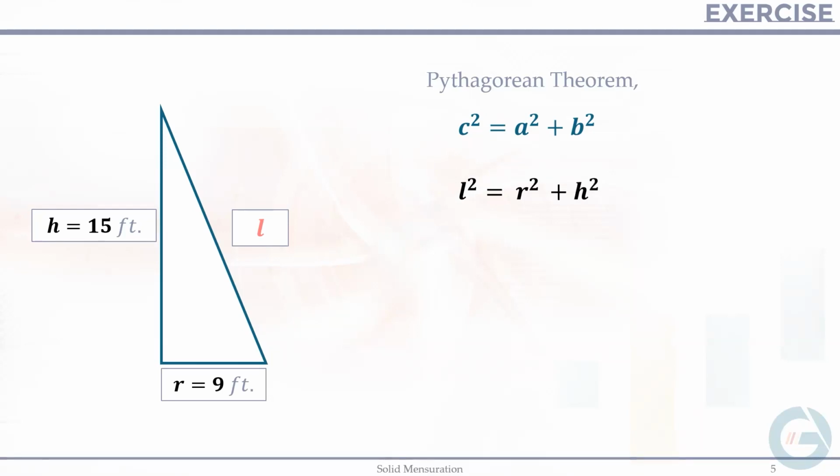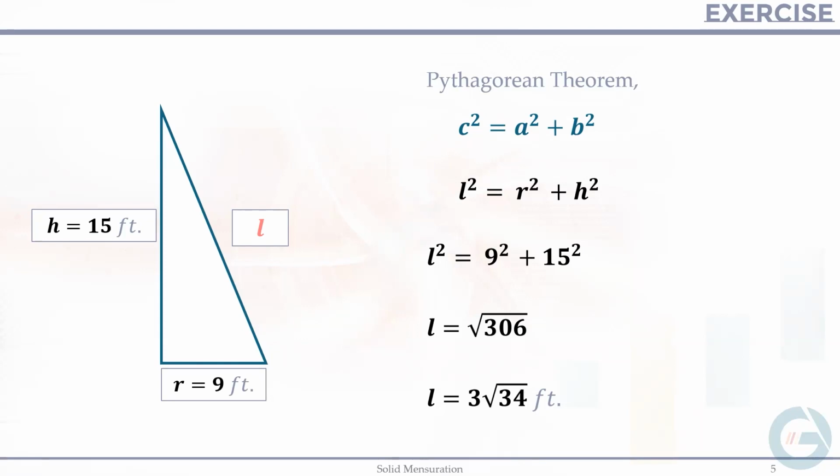Then we can plug in the values. So we have l squared equals 9 squared plus 15 squared. So 9 squared plus 15 squared is 306, and of course the square on the l, when transferred to the right side, will become a square root. So the square root of 306 is 3 square root of 34 feet. So this is the length of the slant height.